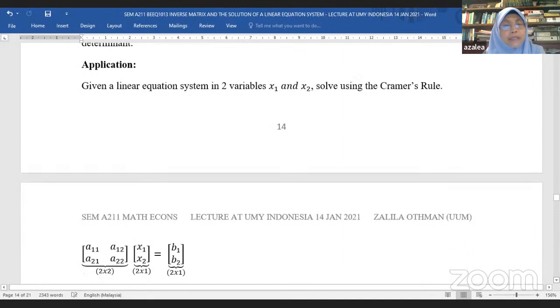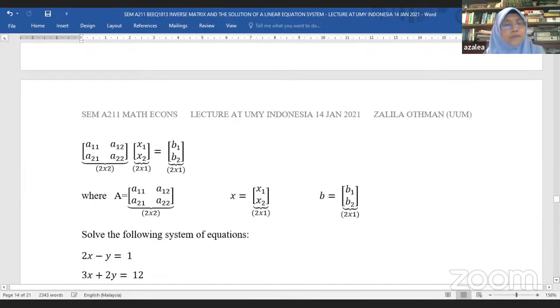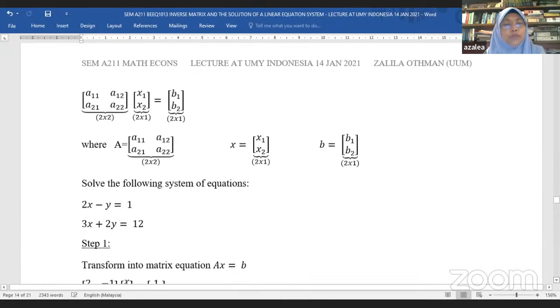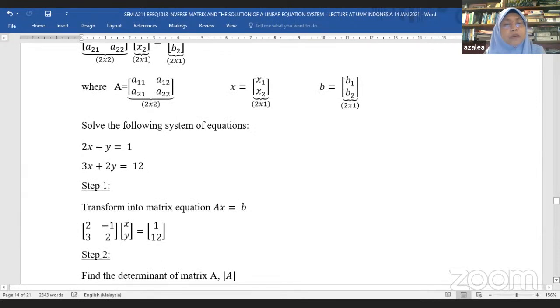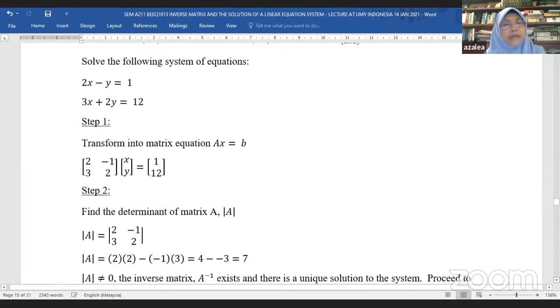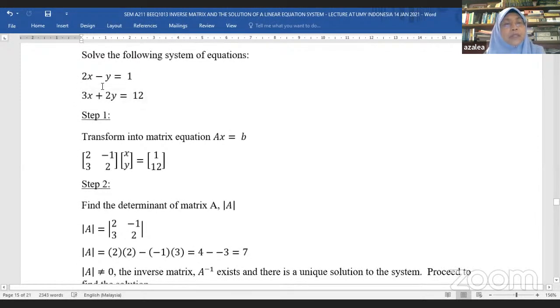Okay, so let's try to solve a 2 by 2 equation system. Solve the following system of equations using Cramer's rule. For example, we have 2x minus y equals 1, 3x plus 2y equals 12. Since this is already written in the matrix array form, with all the variables on the left-hand side and all the constants on the right-hand side, we don't need to transform. We can directly write the matrix equation in the form of Ax equals b like this, yeah? So the coefficients 2, minus 1, 3, 2, then the variables arranged with x first, y second, and then the vector of constants, 1, 12.